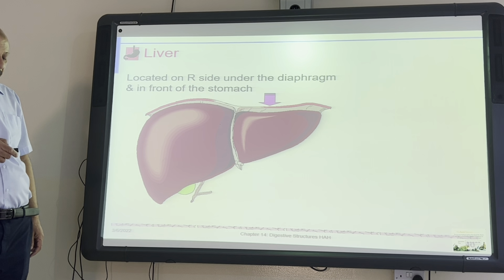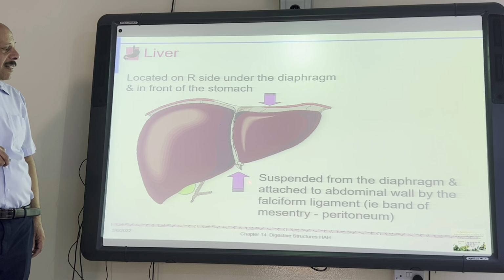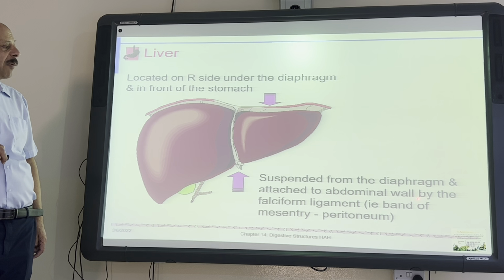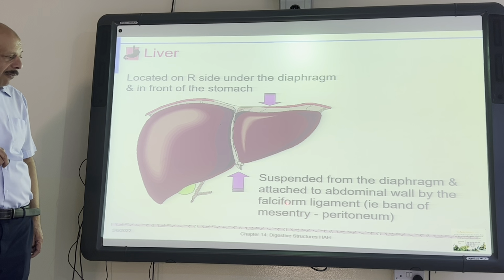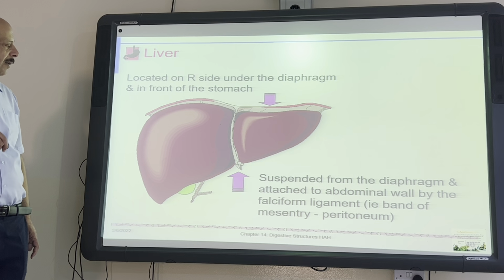So, it is directly under the diaphragm. It is suspended from the diaphragm and attached to the abdominal wall by which we call the falciform ligament. This is a ligament, that's to say a band of the mesentery of the peritoneum. It is a part of the mesentery. So this holds the liver in its position.